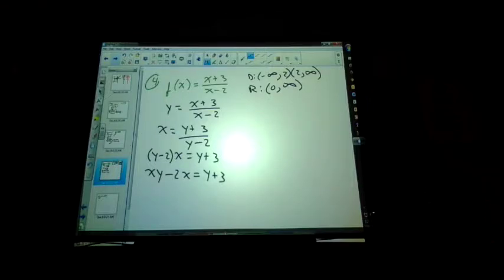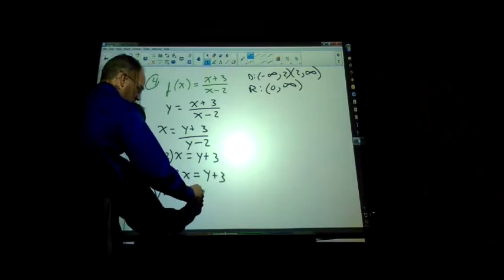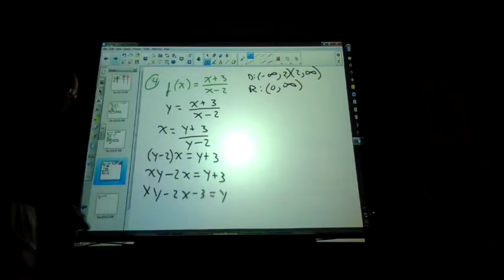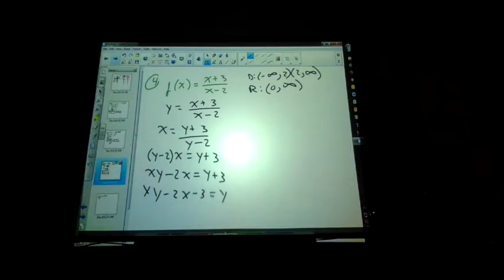Okay, subtract 3 over. I got a y on both sides. Divide by x. If I divide everything by x, this becomes y over x. But I like your thinking.